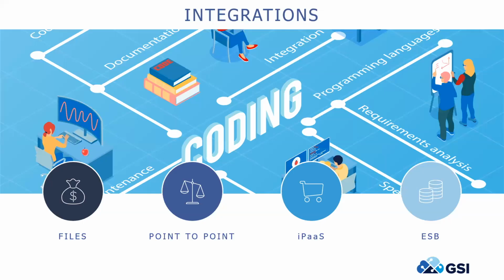I'm going to talk about the 4 basic types of integrations that are out there. There's file-based, which has been around forever, point-to-point, iPaaS, and Enterprise Service Bus. We'll talk about each one of these, why they're good, why they're bad, and then, like I said, at the end, I'll have a case study.